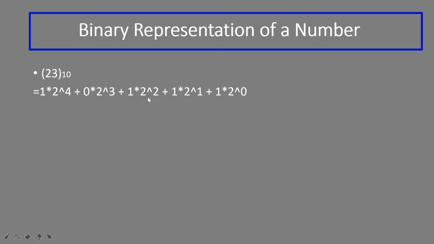Then the remaining number will be 7 minus 4, which is 3. What is the maximum power of base 2 we can use to represent a number less than or equal to 3? It is 1, right? Because 2 raised to power 1 is 2, but 2 raised to power 2 is 4. So 1 is the maximum power, so this bit is 1, and we will multiply it by 1.